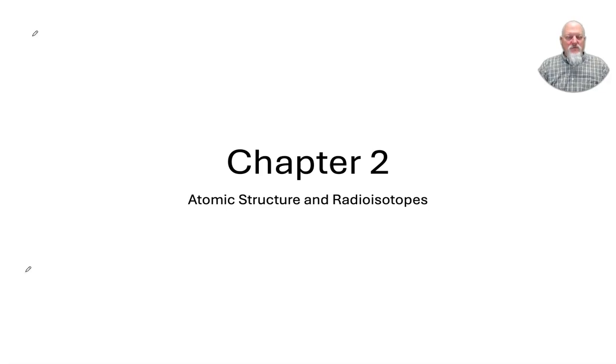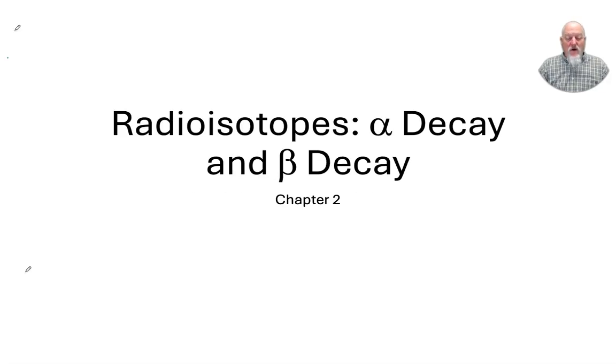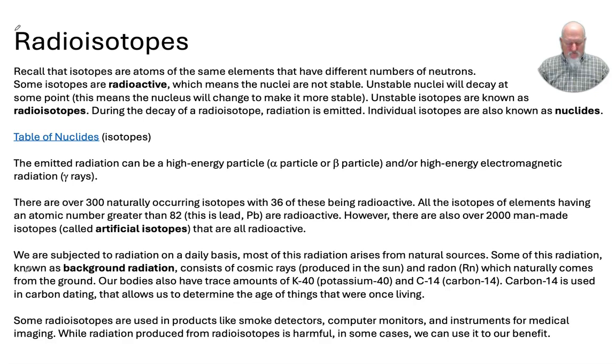Okay, so now continuing with chapter 2, we are going to look at radioisotopes and how they decay. We'll look at two processes here and one in the next section. So we've looked at isotopes, and we understand that isotopes are different versions of the same atom, and those different versions have different numbers of neutrons in the nucleus. And since neutrons are neutral, they don't have a charge, they don't really affect much in terms of chemistry or the properties of the element.